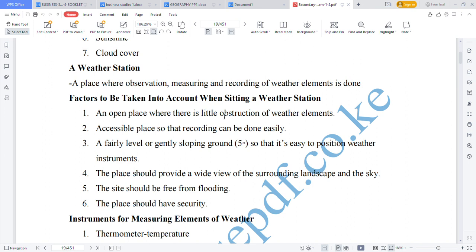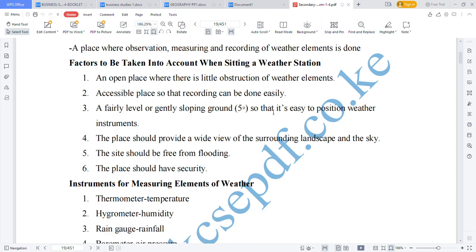So what are the factors to be considered when you want to set up a weather station? Number 1, an open place where there is little obstruction of weather elements. Number 2, an accessible place so that recording can be done easily.